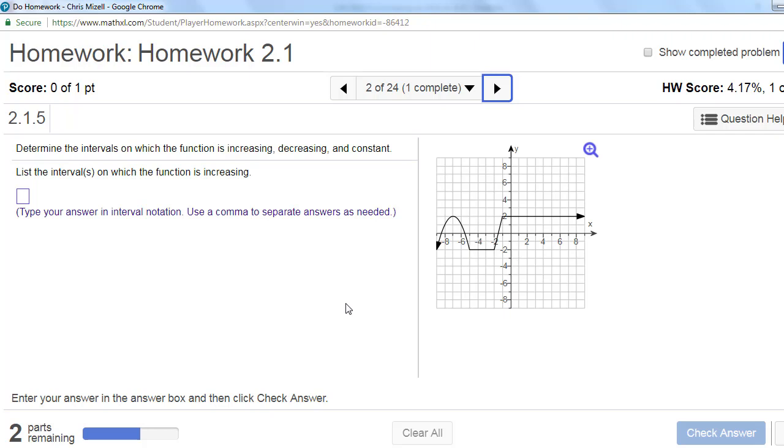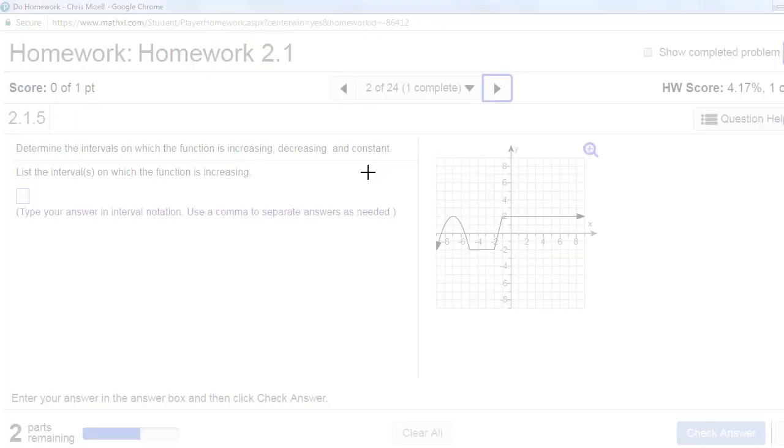Determine the intervals on which the function is increasing, decreasing, and constant. So where is it increasing?